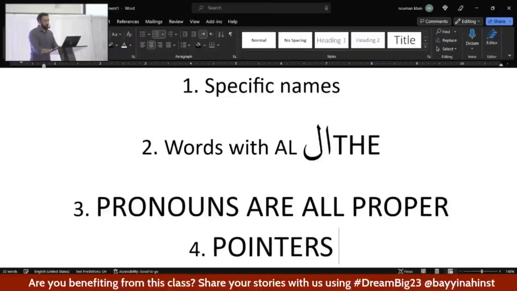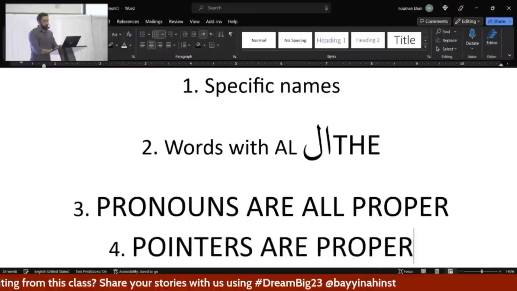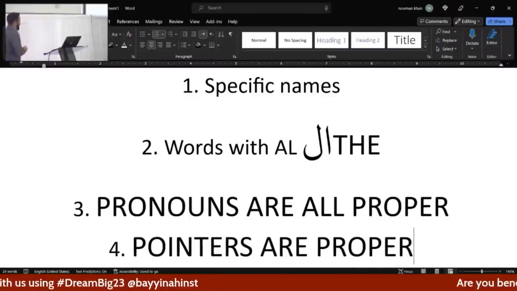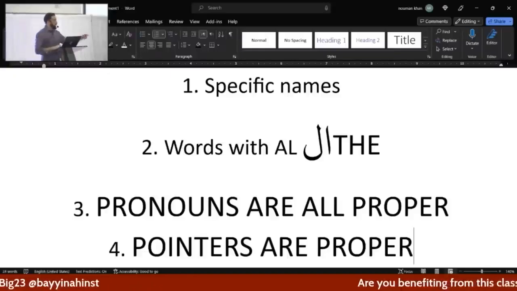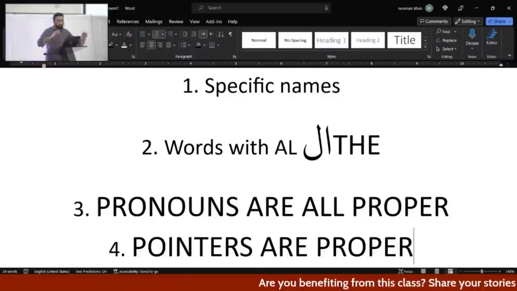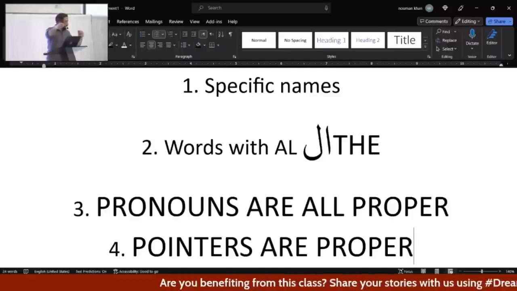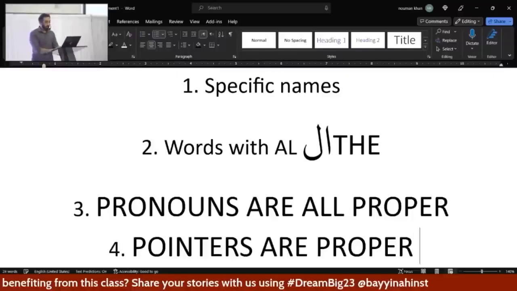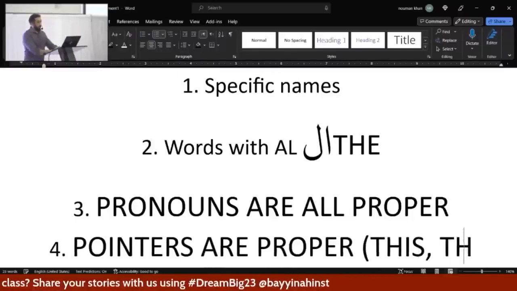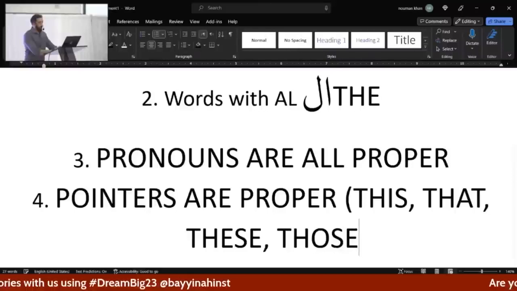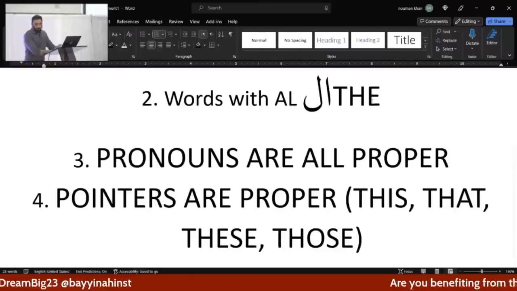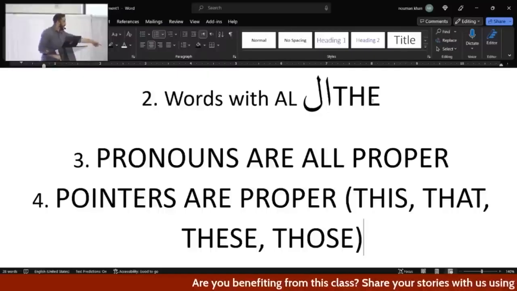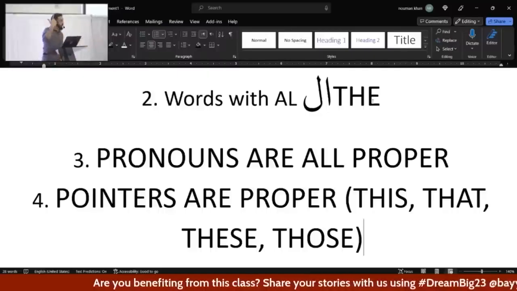Pointers are proper. Pointers are also proper. We will learn the pointers in a few days. But you remember when I was saying dhalika and I was saying tilka? I was using that to what? Point. So there are words in Arabic. Now, what are pointers in English? This, that, these, those. Those are pointers. The moment I point at a chair, I specified the chair. So a pointer by itself is always proper.